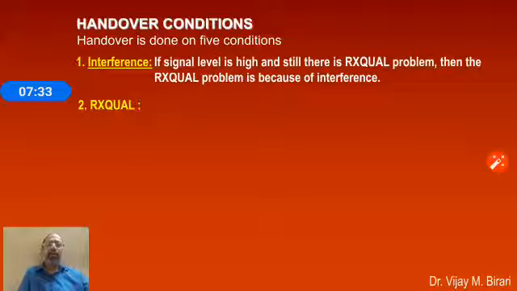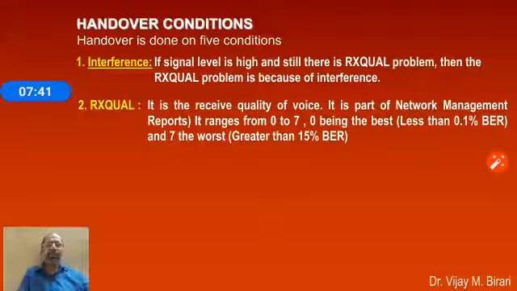Second, if the signal received quality is inappropriate, this is the received quality of the actual voice. It is a part of network management. If the range is 0, that is a low bit error rate, which is considered the best one, and the 7th level is treated as the worst, having a bit error rate of 15%.